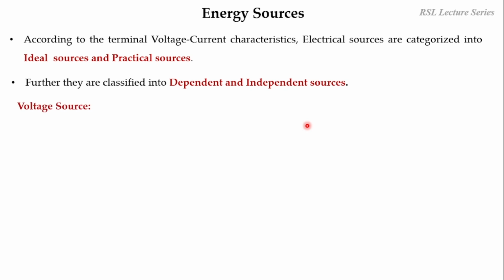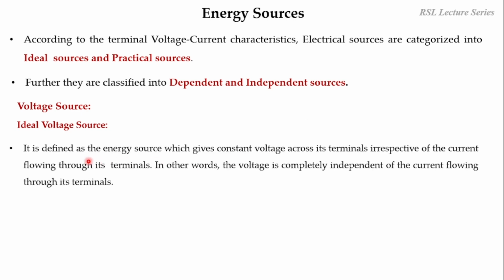So first, we'll see the voltage source. In a voltage source, we have ideal as well as practical voltage sources. First, we'll see the ideal voltage source. An ideal voltage source is nothing but the energy source which gives constant voltage across its terminals irrespective of the current flowing through its terminals. In other words, the voltage is completely independent of the current flowing through its terminals.